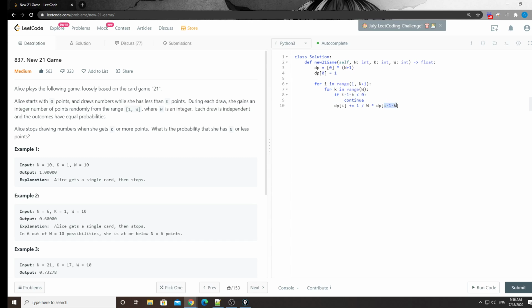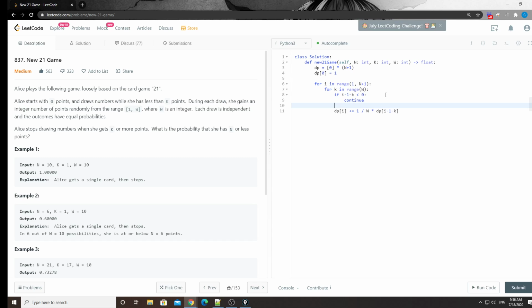So if this is a 0, of course we don't need it, right? Because the DP inactive doesn't exist, right? That's why what we want to prevent, right?